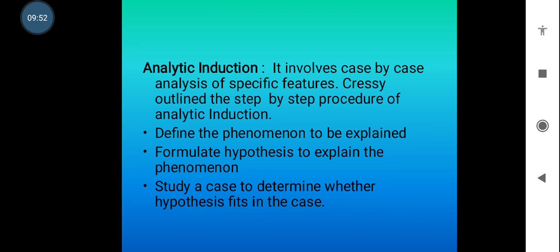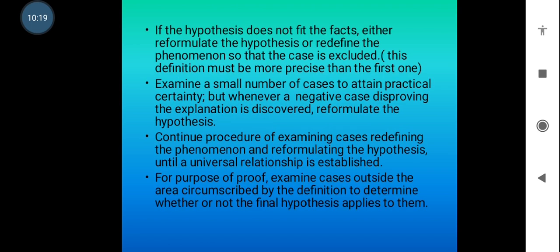It involves case by case analysis of specific features. Cressey outlined the step-by-step procedure of analytic induction. Define the phenomenon to be explained. Then formulate a hypothesis to explain the phenomenon. Next, study a case to determine whether the hypothesis fits the case. If the hypothesis does not fit the facts, either reformulate the hypothesis or redefine the phenomenon so that the case is excluded. This definition must be more precise than the first one.